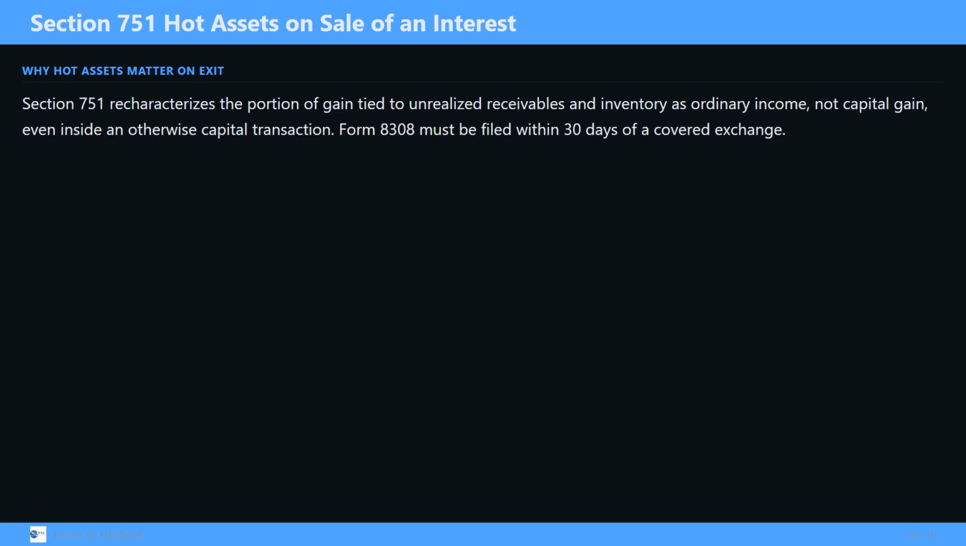When a partner sells or exchanges their partnership interest, amounts attributable to unrealized receivables and inventory items, known as hot assets under Section 751, are treated as ordinary income, even when the rest of the transaction would otherwise generate capital gain. That recharacterization can significantly increase the tax cost of exiting a partnership interest, and it catches sellers off guard because they are pricing the deal expecting capital gain treatment throughout. Form 8308 must be filed within 30 days of a covered exchange.